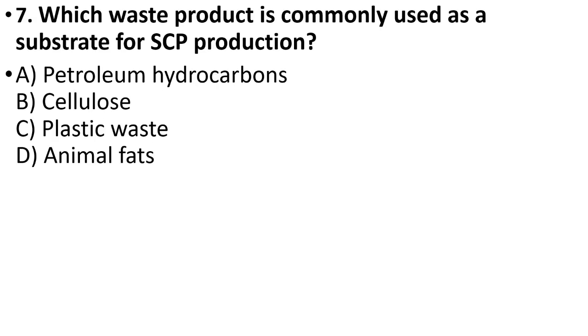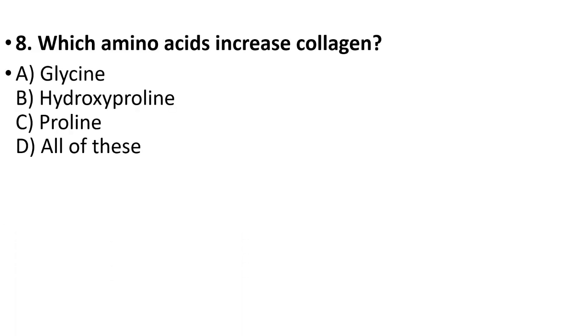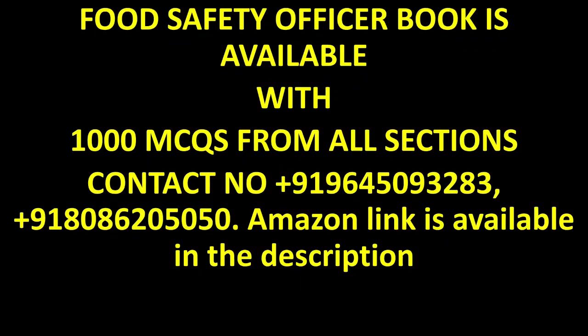Seventh question, which waste product is commonly used as a substrate for SCP production? Petroleum hydrocarbons, cellulose, plastic waste, animal fats. Here answer is option A, petroleum hydrocarbons. Eighth question, which amino acids increase collagen? Glycine, hydroxyproline, proline, all of these. Here you have to select all the A, B, C options and here answer is option D, all of these.